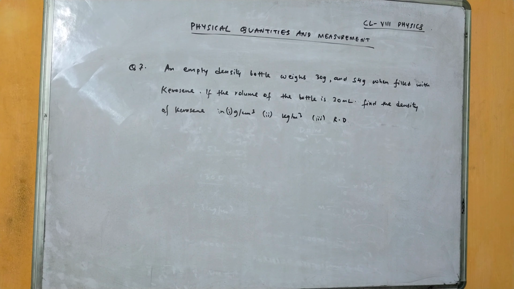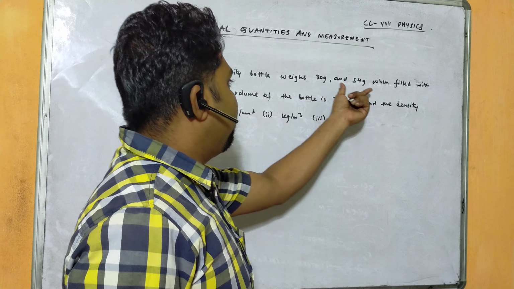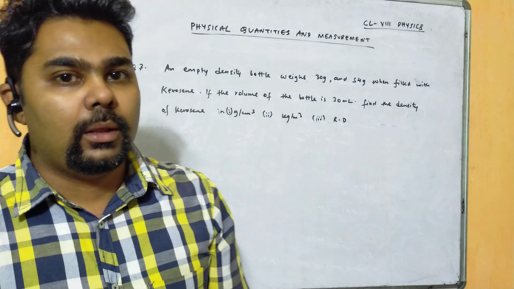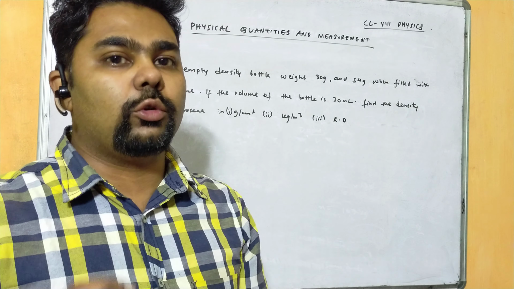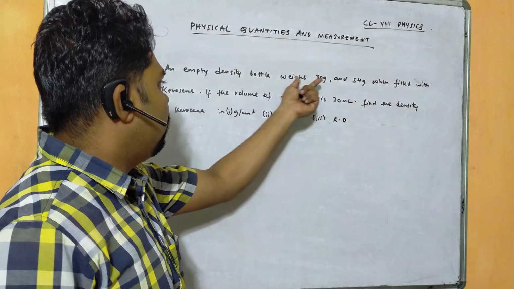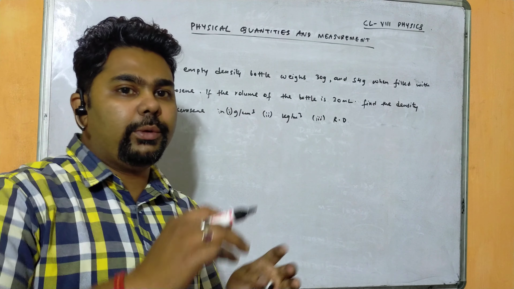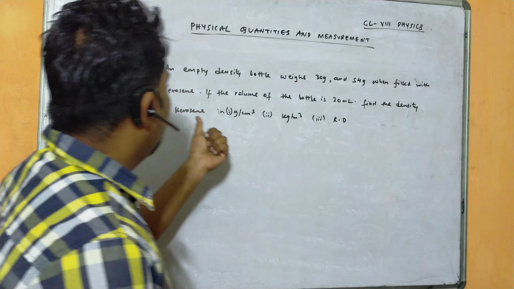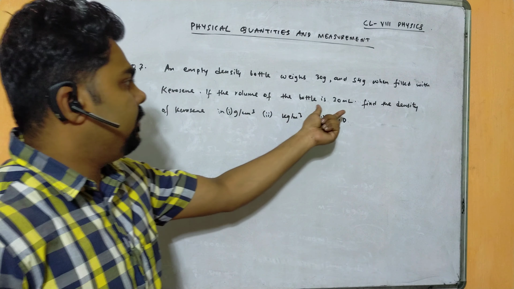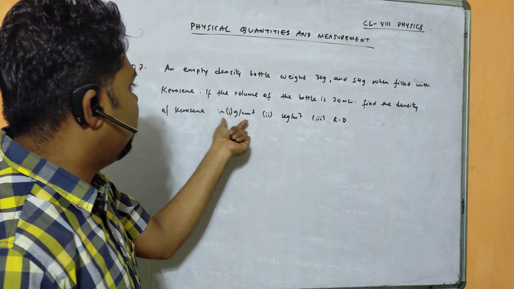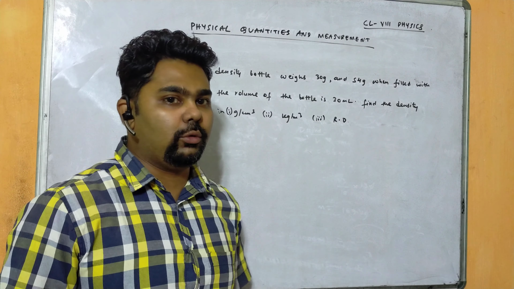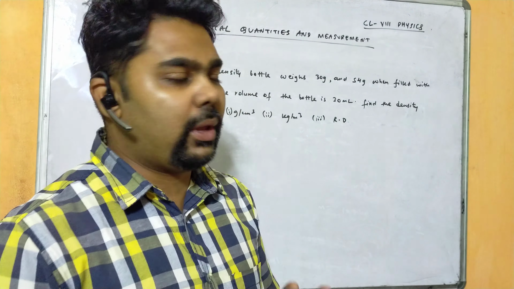So next question we have, an empty density bottle weighs 30 gram and 54 gram when filled with kerosene. So there is one container. The weight of that container when it is not filled with kerosene is 30 gram. But when you fill with kerosene, the weight of that bottle became 54 gram. If the volume of the bottle is 30 milliliter, find the density of kerosene in gram per centimeter cube, in kg per meter cube, and relative density. Okay, so these three things we have to find.